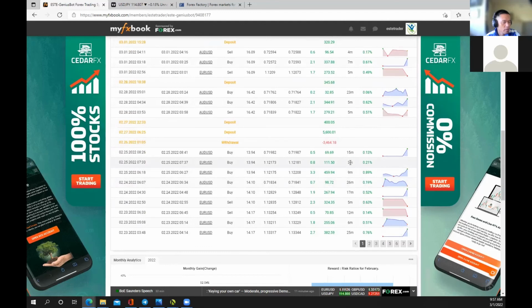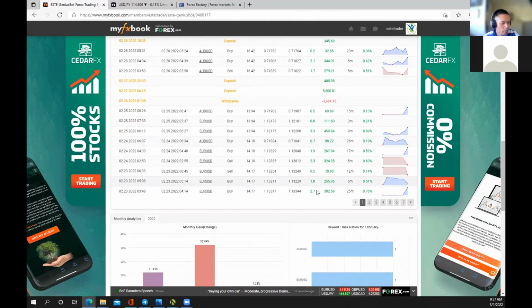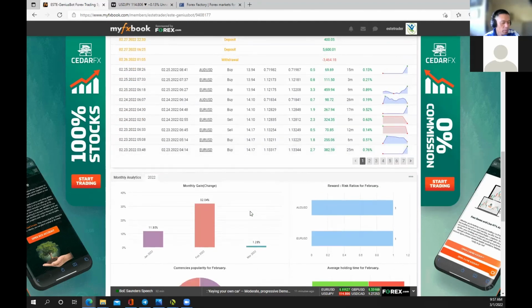Shortest was 3. Oh, there's 126, 125. Right, so they do more of a scalping type, in and out, 3 trades in one day. On average about 1.5%. So pretty good for February.